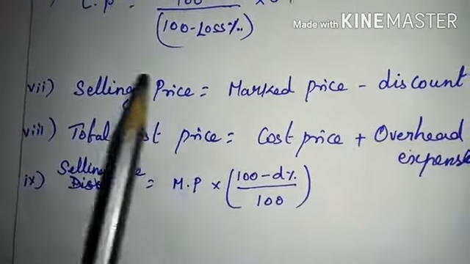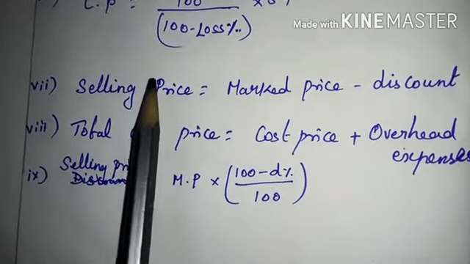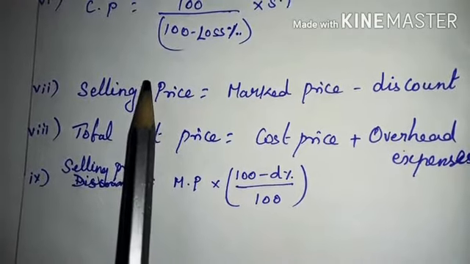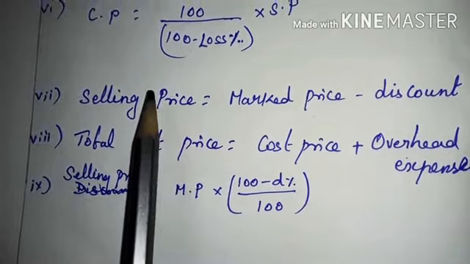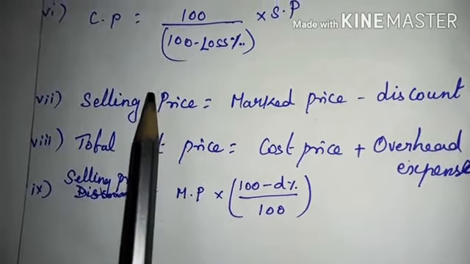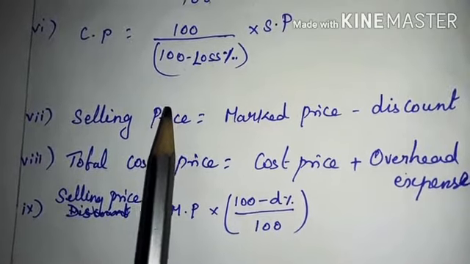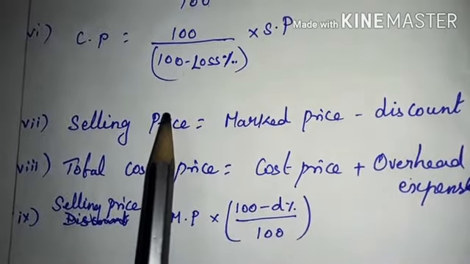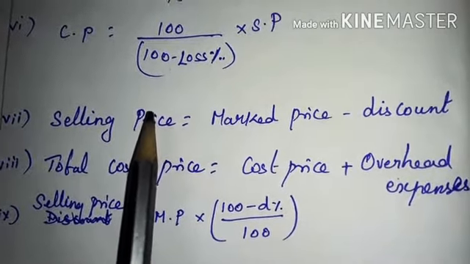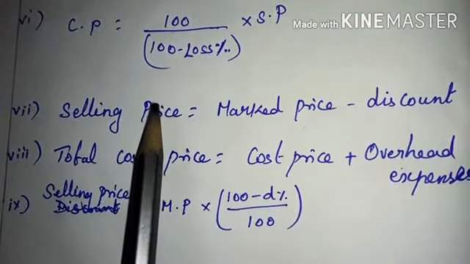The next heading is discount. Discount is given in order to increase the sale or also to clear the old stock. In festival season, shopkeepers offer a certain percentage of rebate on the marked price. That rebate we call discount.